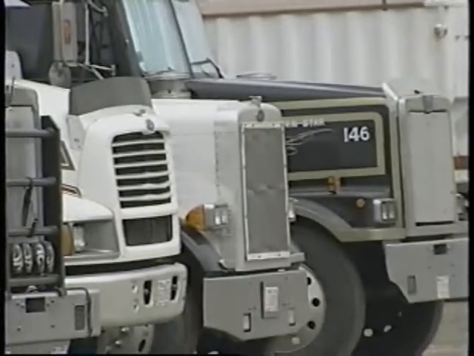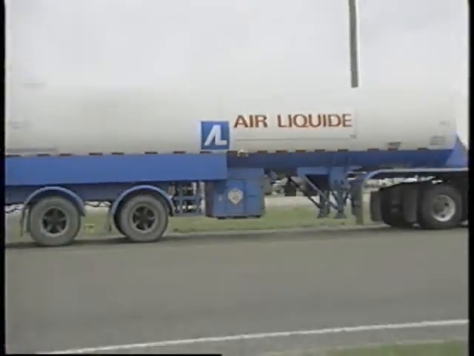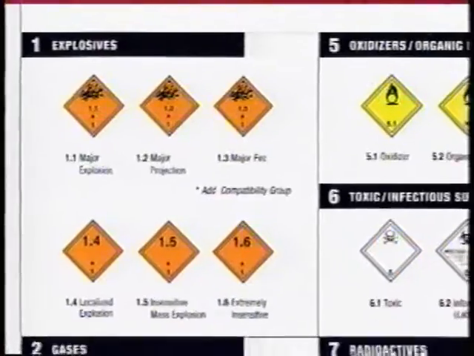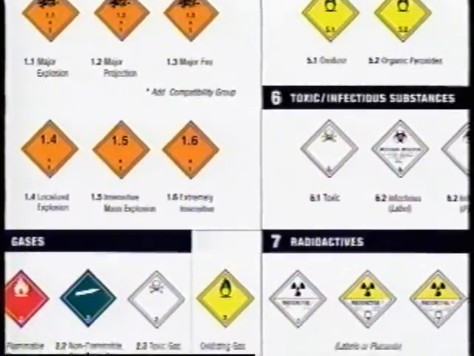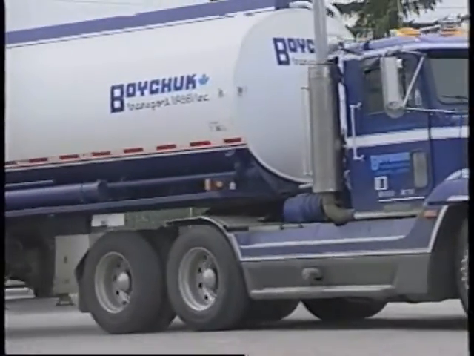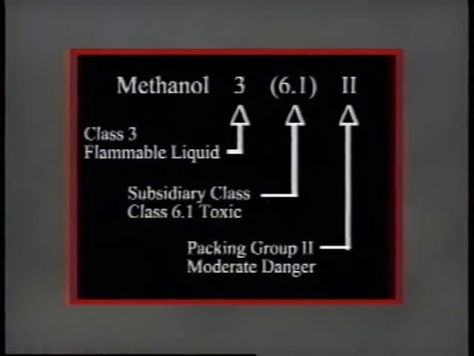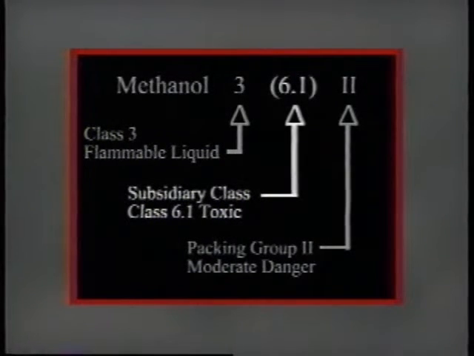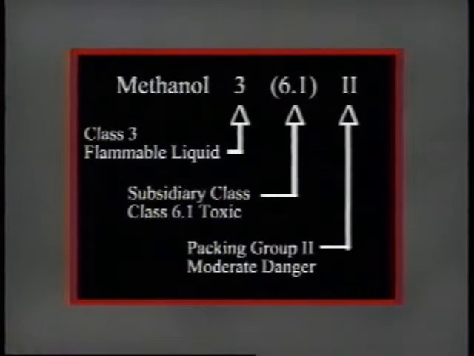Each of the 9 classes of dangerous goods represents a different type of hazard. The class guide has different colors, symbols, and numbers that show the type of danger of each class. If a product has more than one type of hazard, it may belong to more than one class. The primary class is shown first, with subsidiary classes in brackets. This information can be important in case of a spill or leak. A trained emergency responder will attack the biggest threat first.